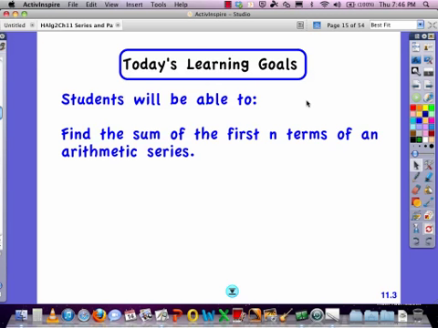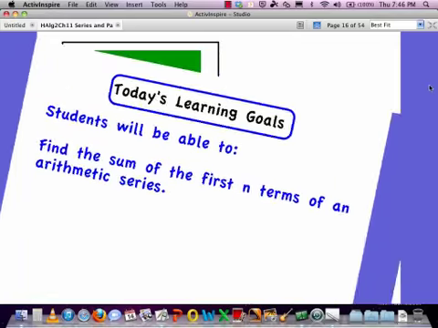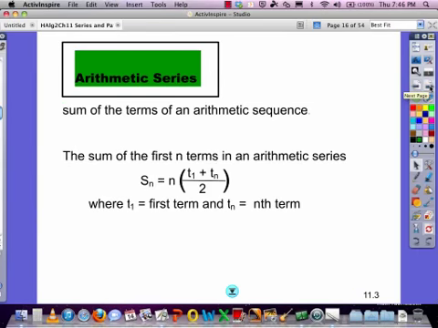Okay, in our next section, the third section in our sequence and series chapter, we're going to be finding the sum of the first n terms of an arithmetic series. Now, remember, a series was the sum of the terms. So as we go forward, we've got finding the terms plus actually the summation. So in our new notes, we have arithmetic series. Definition: the sum of the terms of an arithmetic sequence.